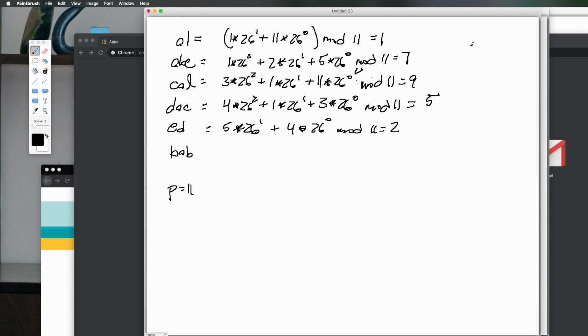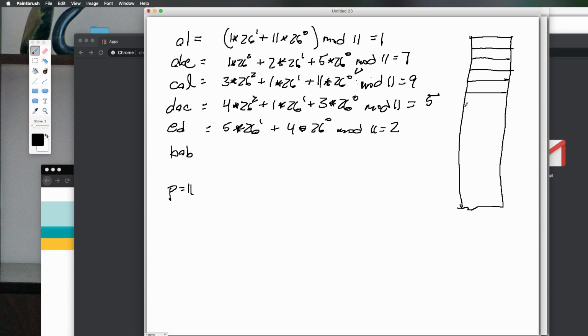So first of all, when I come over here and I draw this, one, 2, 3, 4, 5, 6, 7, 8, 9, 10, and 11. 0, 1, 2, 3, 4, 5, 6, 7, 8, 9, 10. Whoops, if I'm doing it mod 11, it only goes up to 10. So I don't need this.